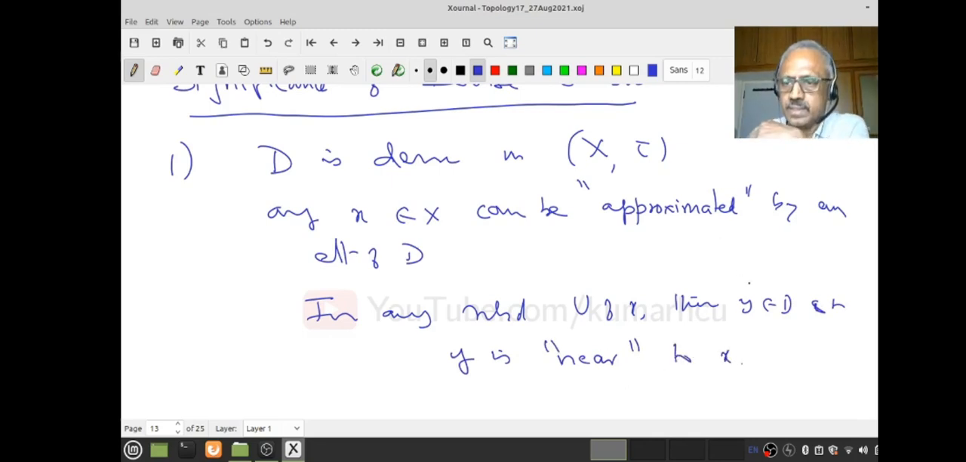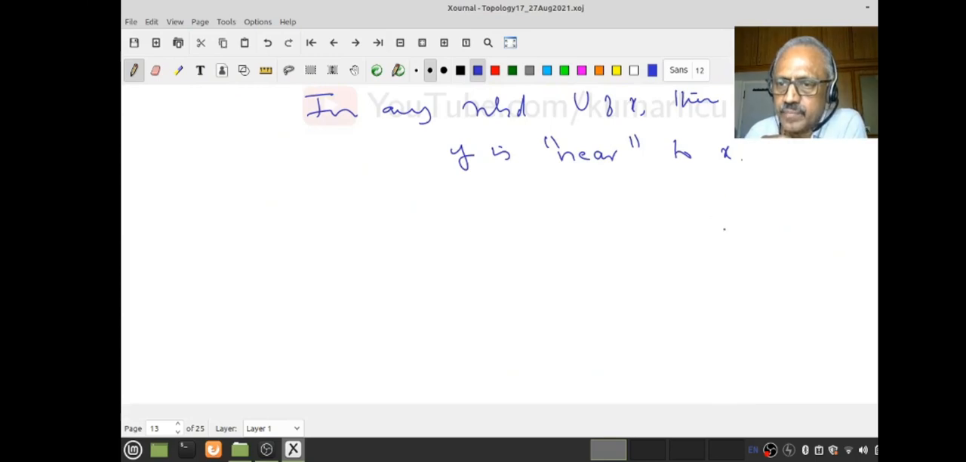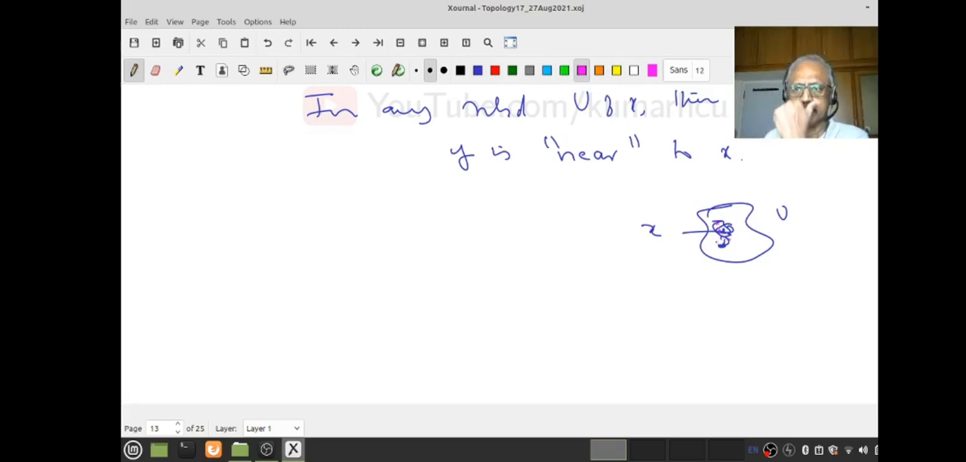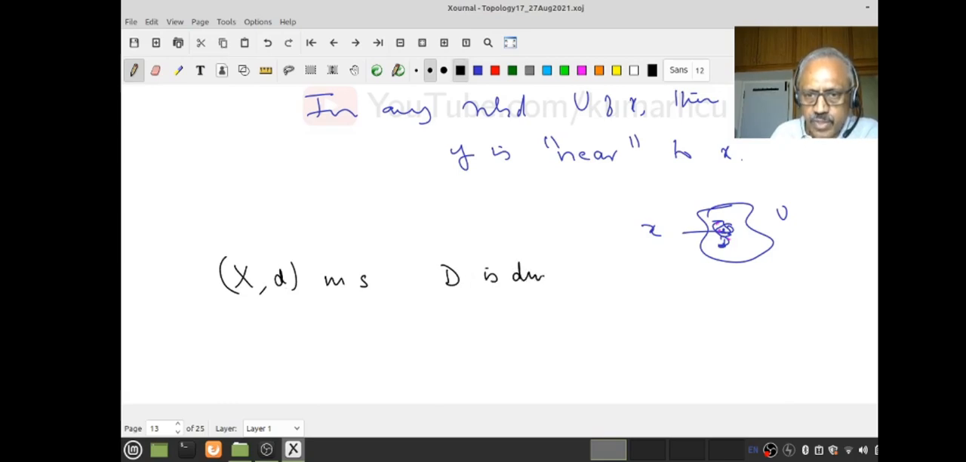You understand that? So I have D, okay, I have an open set U. I can always find an element of, sorry, this is x, this is U, I can always find an element of D, and so on. Okay, in case of metric spaces, suppose X is a metric space and D is dense in the metric topology.